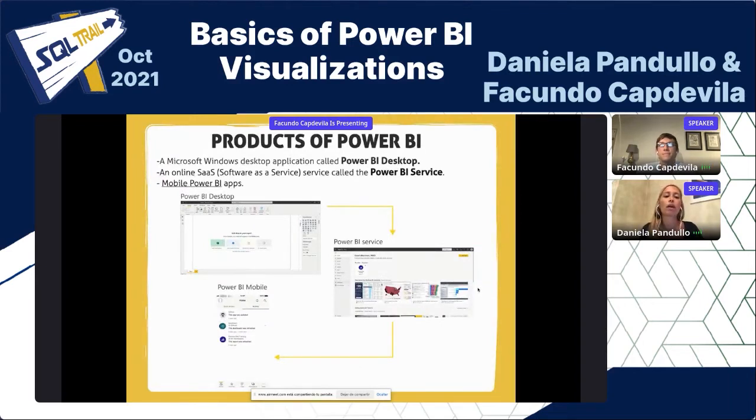Right, now we are going to talk about the different types of products that Power BI has. There are three products: Power BI Desktop, Power BI Service, and mobile Power BI apps. For the first one, we have Power BI Desktop. It's a Microsoft Windows desktop application. It's a data analysis and report creation tool. It's a free application, so you don't need to pay to use it or to have it. You can install it on your local computer, and it's all for free.